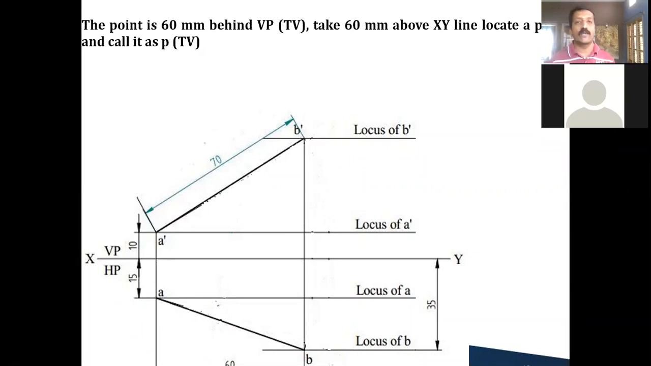This is front view length, and draw a horizontal projector line and call this as the locus of B dash, and you make this line also a thick line, that is A dash and B dash. So this completes both my front view and top view. So what all the available data I have completed till here.